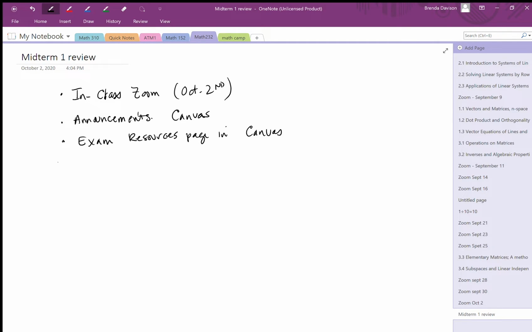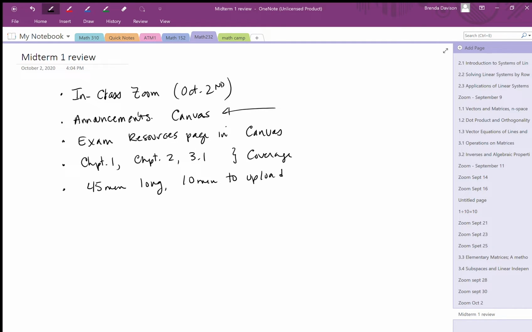The midterm is covering Chapter 1, Chapter 2, and Section 3.1. That's the coverage. These are just the very basic bare bones details. It's 45 minutes long. We have 10 minutes to upload. There is important information in these Canvas announcements about question 0, the academic honesty statement that you should prepare in advance. I expect that you'll read those announcements and follow them.